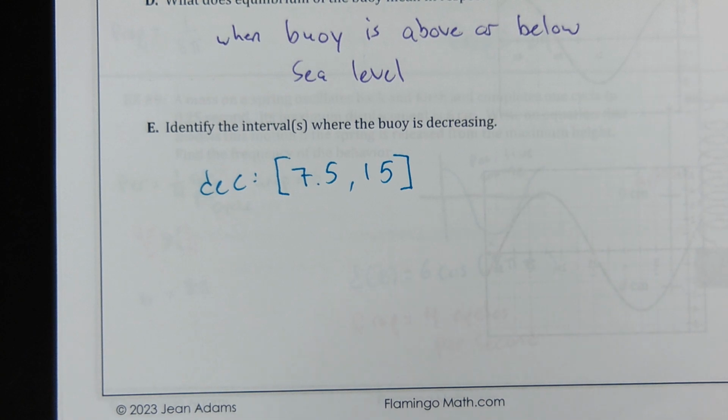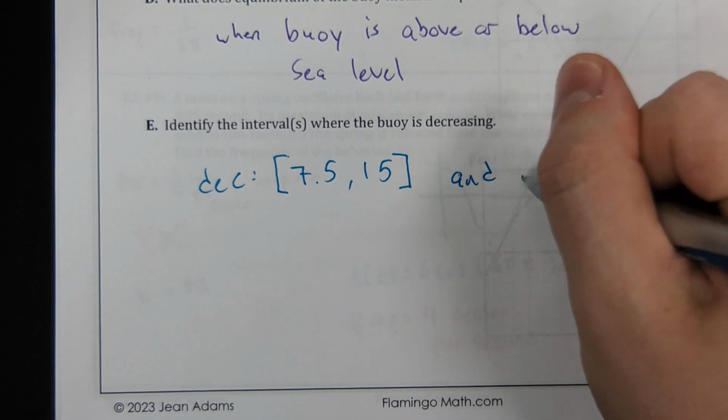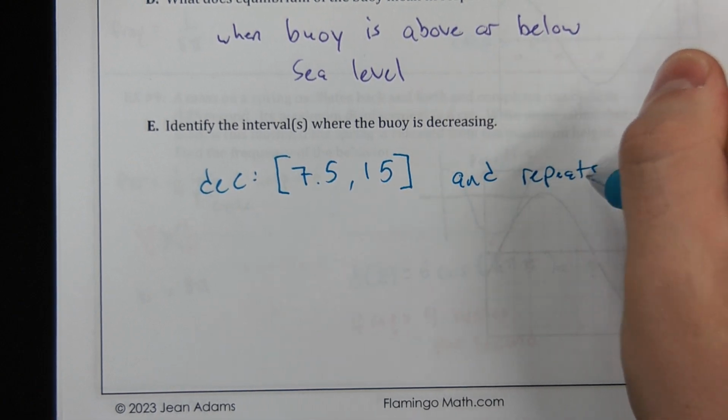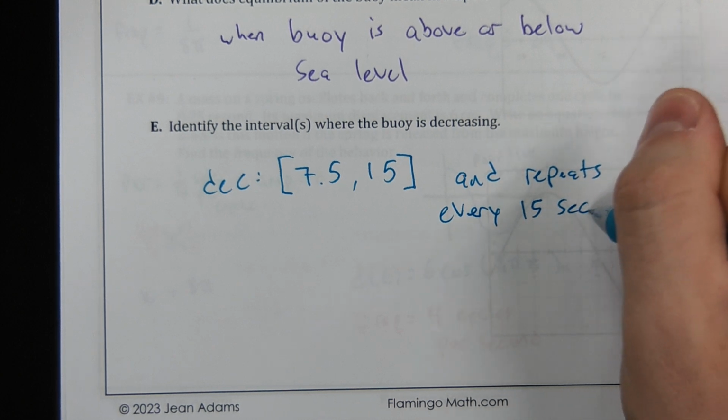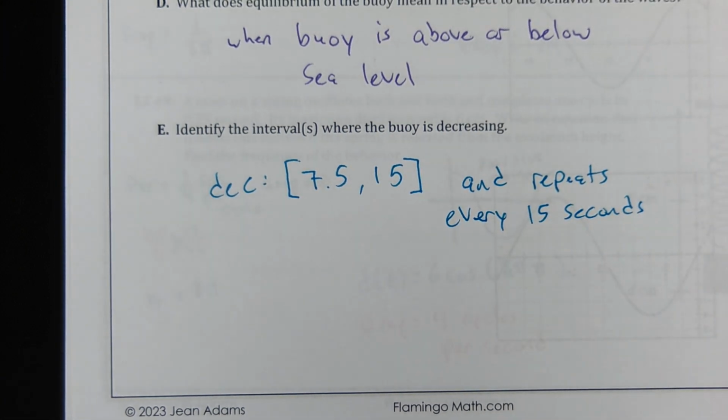And how often would this repeat? Every period length, every 15 seconds. So 22.5 to 30, and then 30 to 37.5, so on and so forth. Just repeats itself every 15 seconds.